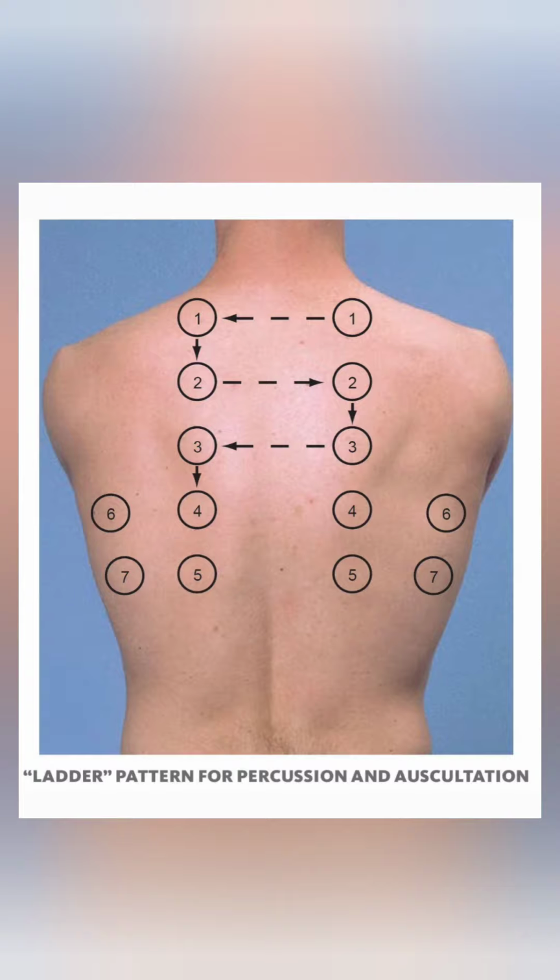And then I move on to the lateral sides of the chest. So percuss there, percuss there, percuss there, percuss there. So that's like 6 to 7 different locations. And what you do is you compare again for symmetry.